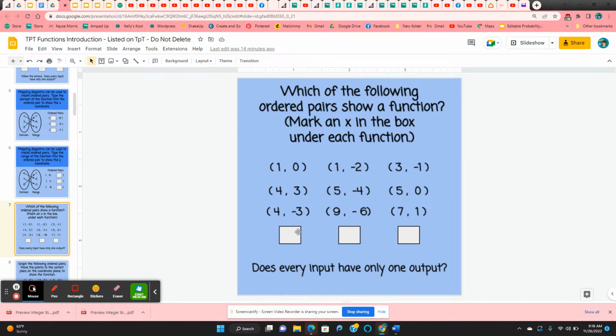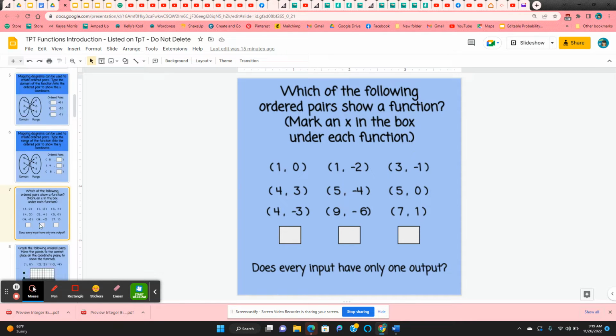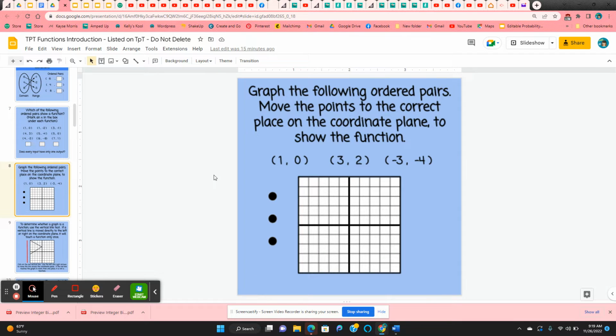And then they're shown 3 groups of ordered pairs, and they have to determine whether it's a function. So obviously not on the first one, because their input has more than one output. So just put an X below if it is a function.